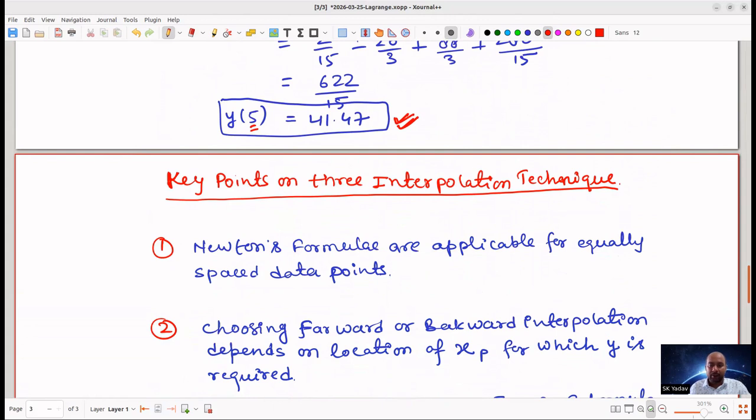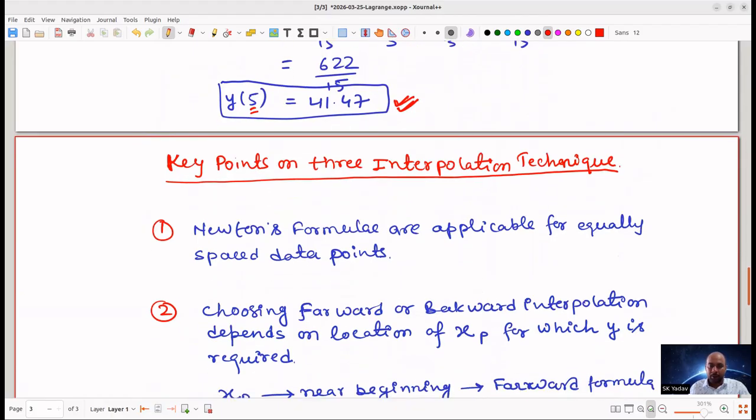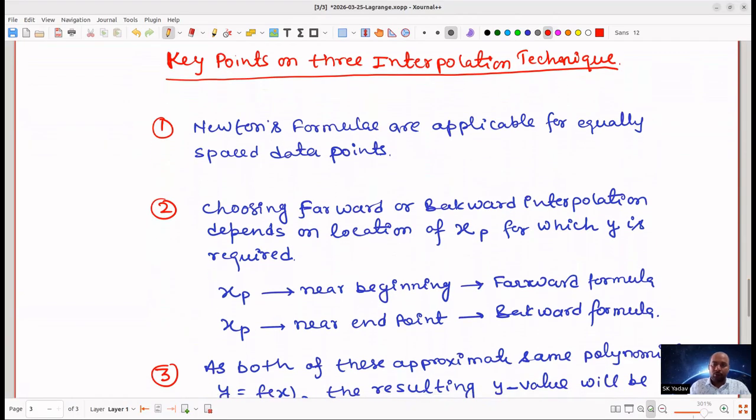Now let us summarize the key points on three interpolation techniques, namely the Newton's forward, backward, and Lagrange interpolation. So these points are very, very important to differentiate the methods so that you can choose it wisely. So first one is these Newton's formulas are applicable for equally spaced data points. That means the gap between x values should be equal between any two values. And if data points are not equally spaced, we have to go for Lagrange interpolation.